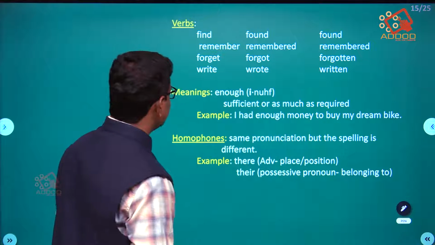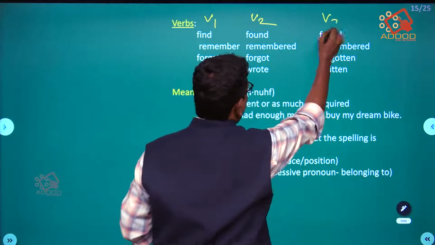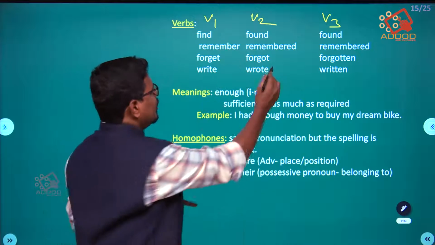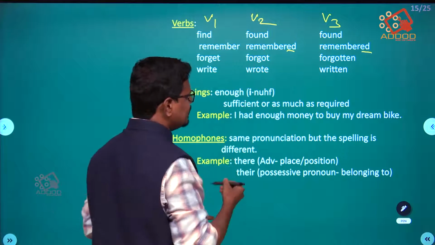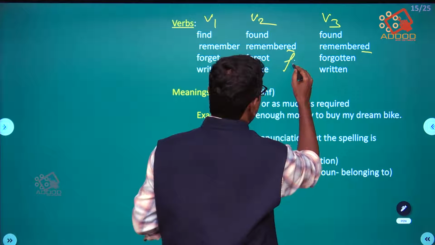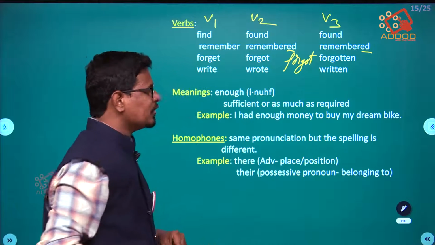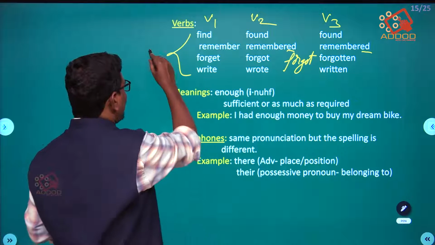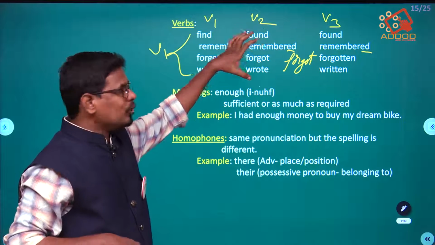A few verbs here. Find, which is V1, V2, then V3. Okay: find, found, found; remember, remembered, remembered; forget, forgot, forgotten. This is also written as forgot. You can also use forgot as the V3 form. Write, wrote, written. These are V1 forms. Now make your own examples using these verb forms.